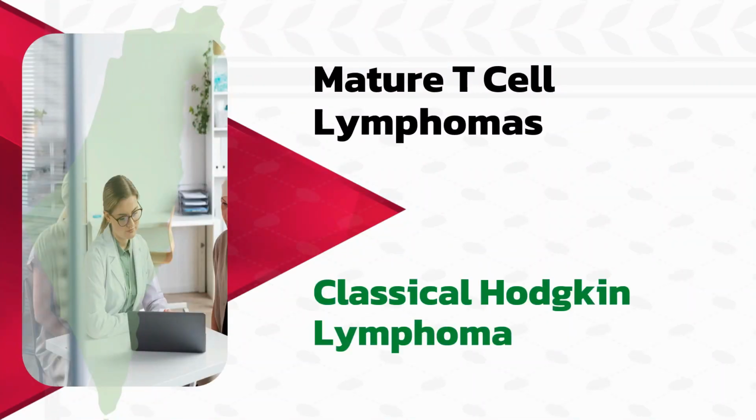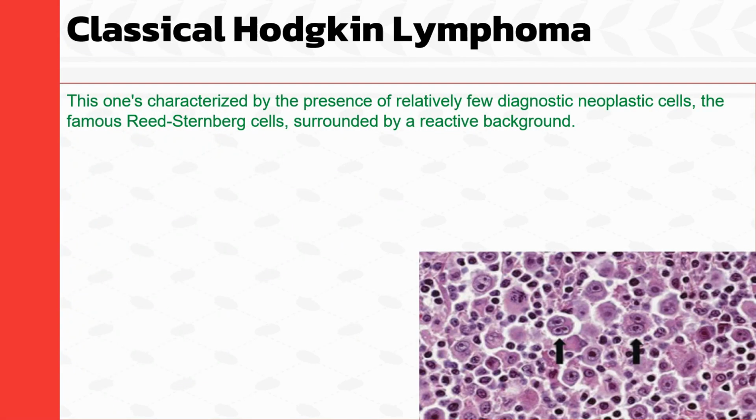Now, let's turn our attention to classical Hodgkin lymphoma, a group of lymphoid neoplasms originating from the germinal center. This one's characterized by the presence of relatively few diagnostic neoplastic cells, the famous Reed-Sternberg cells, surrounded by a reactive background. It's intriguing how its incidence varies by region and age.